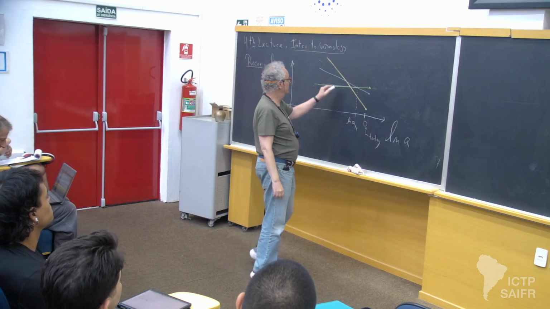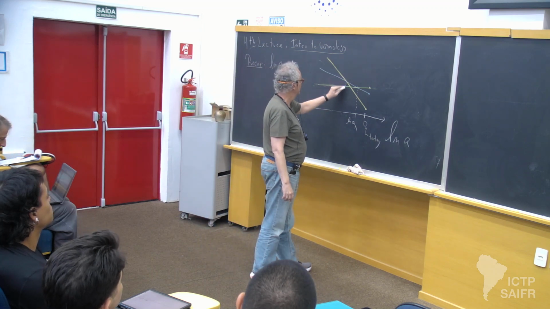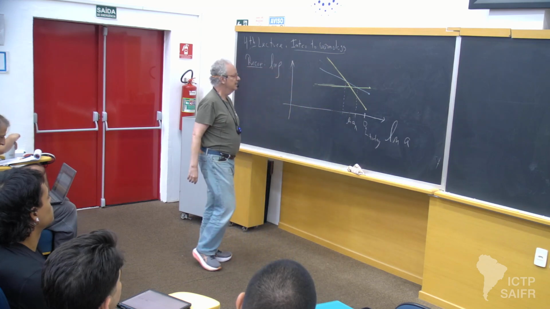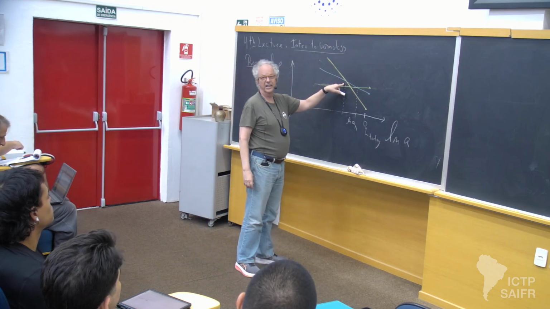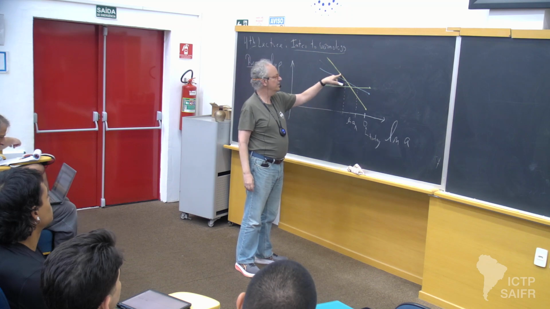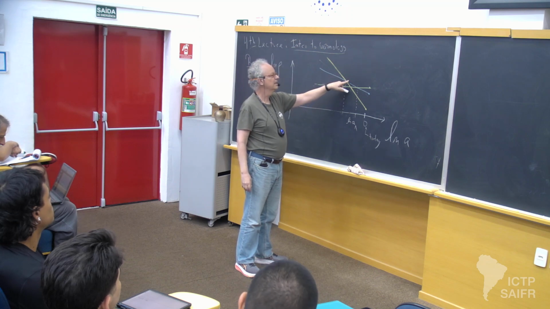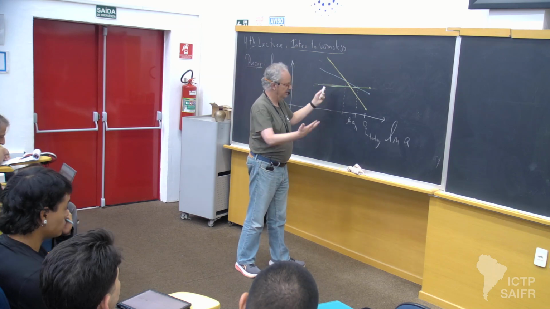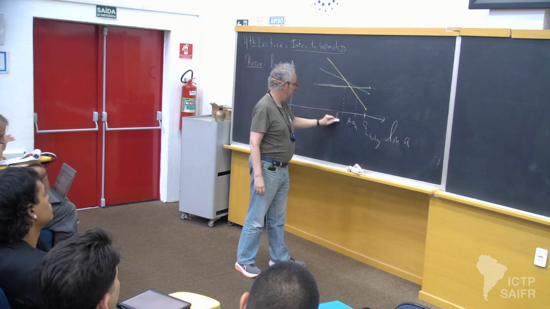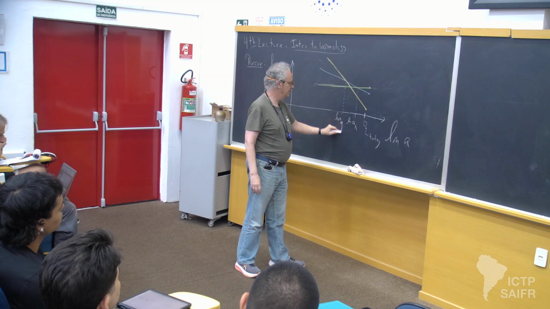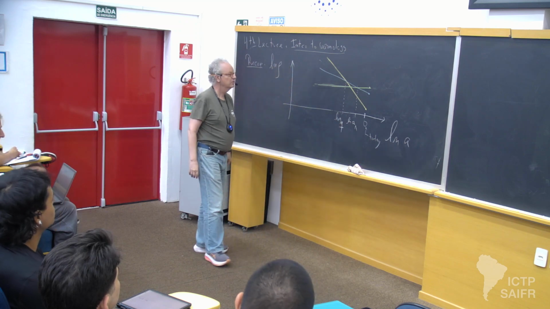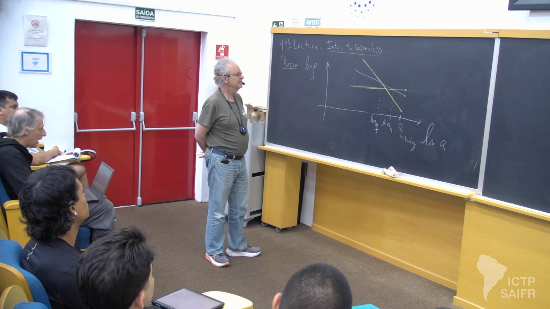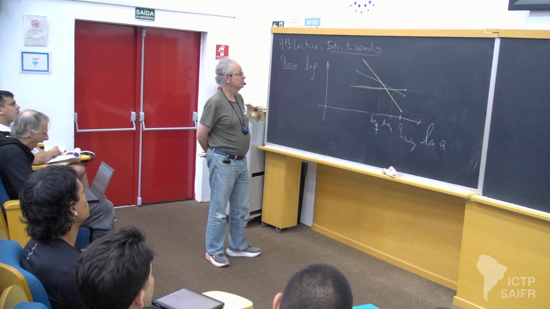And then there's another interesting time in the universe, and this is when the energy density in radiation equals the energy density in cold dark matter. This is called equality. This is the usual name that people give. So this is the equality time, when the energy density in radiation equals the energy density in cold dark matter.